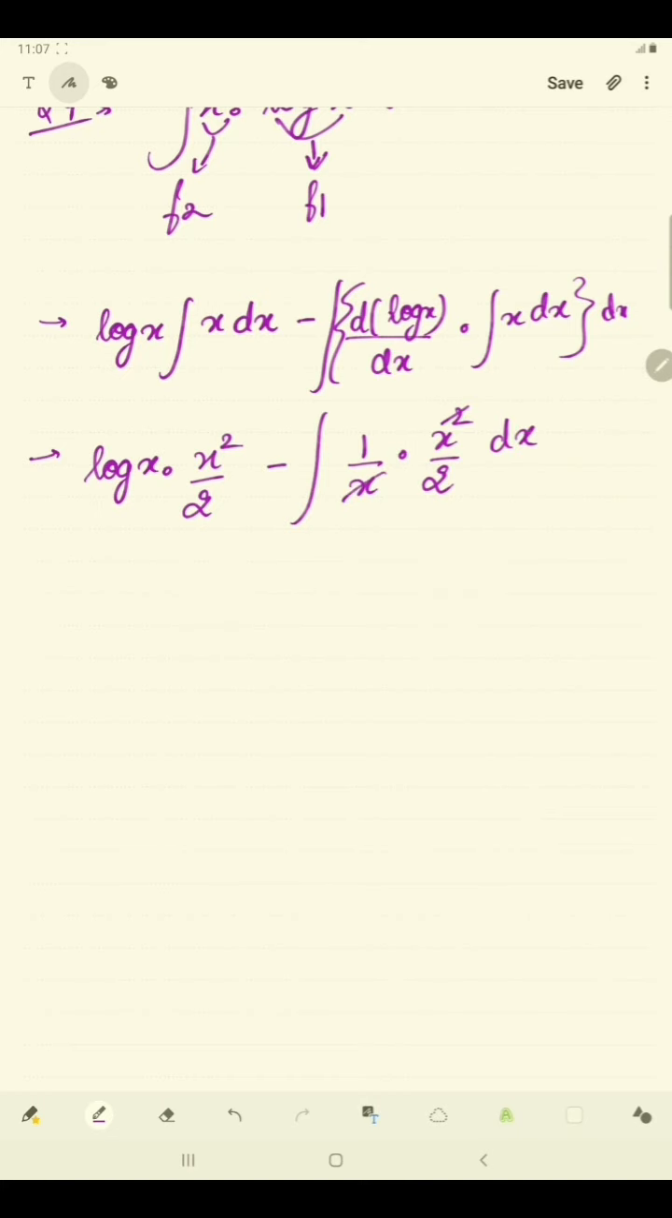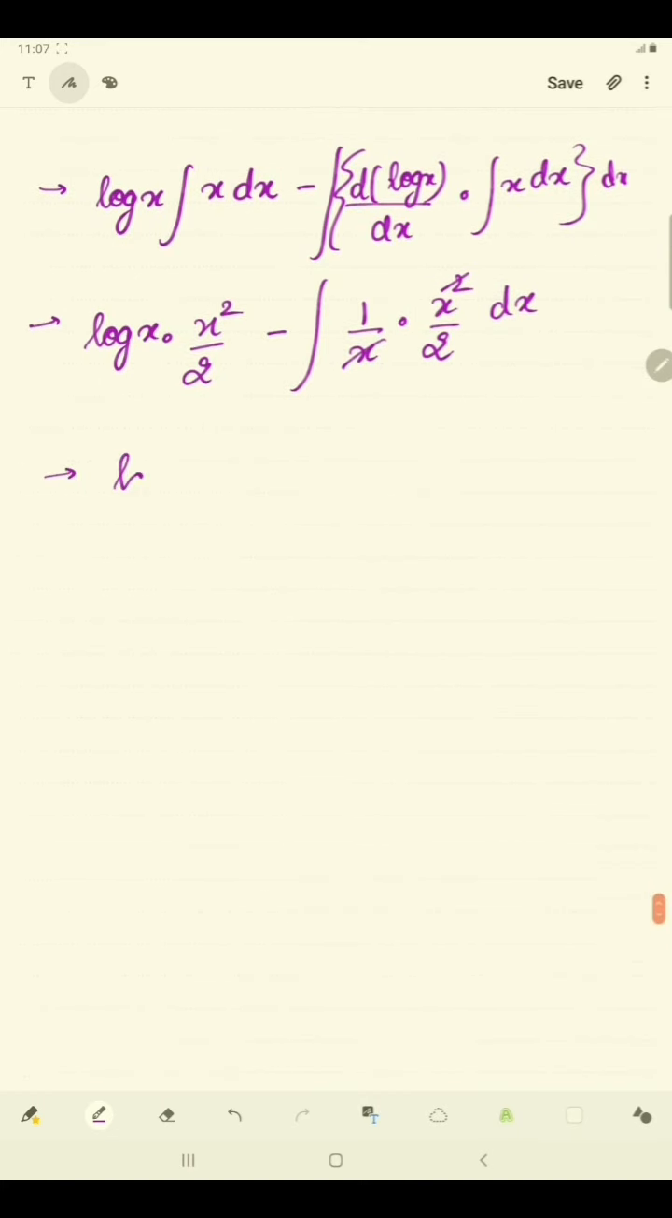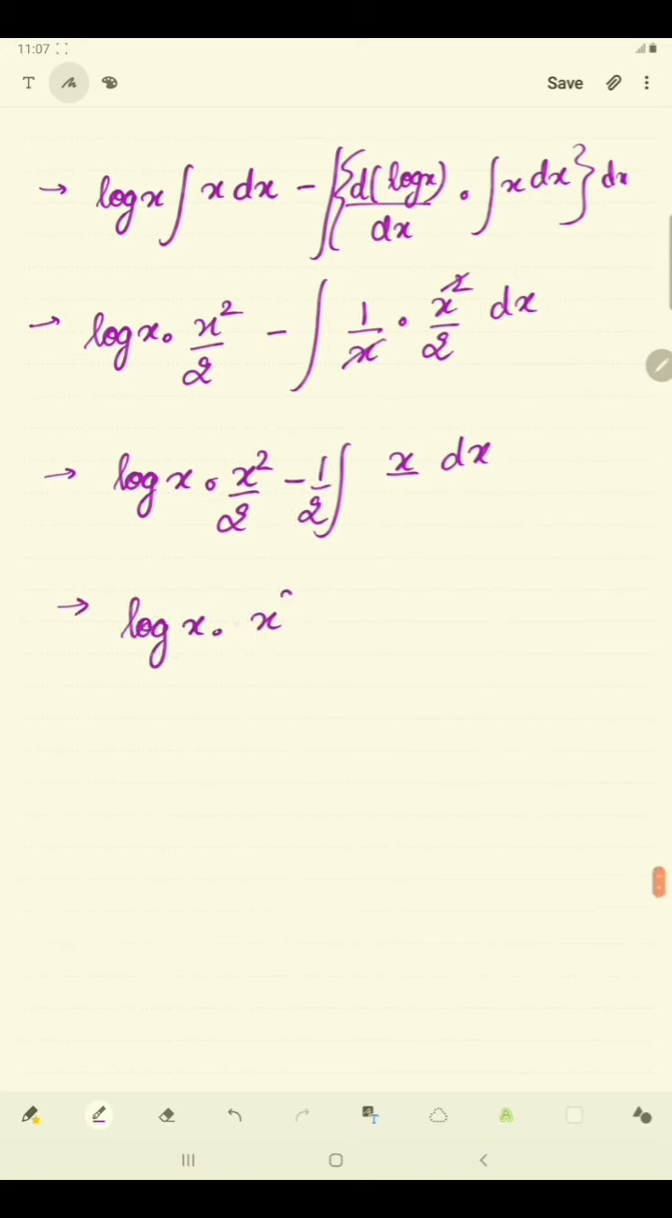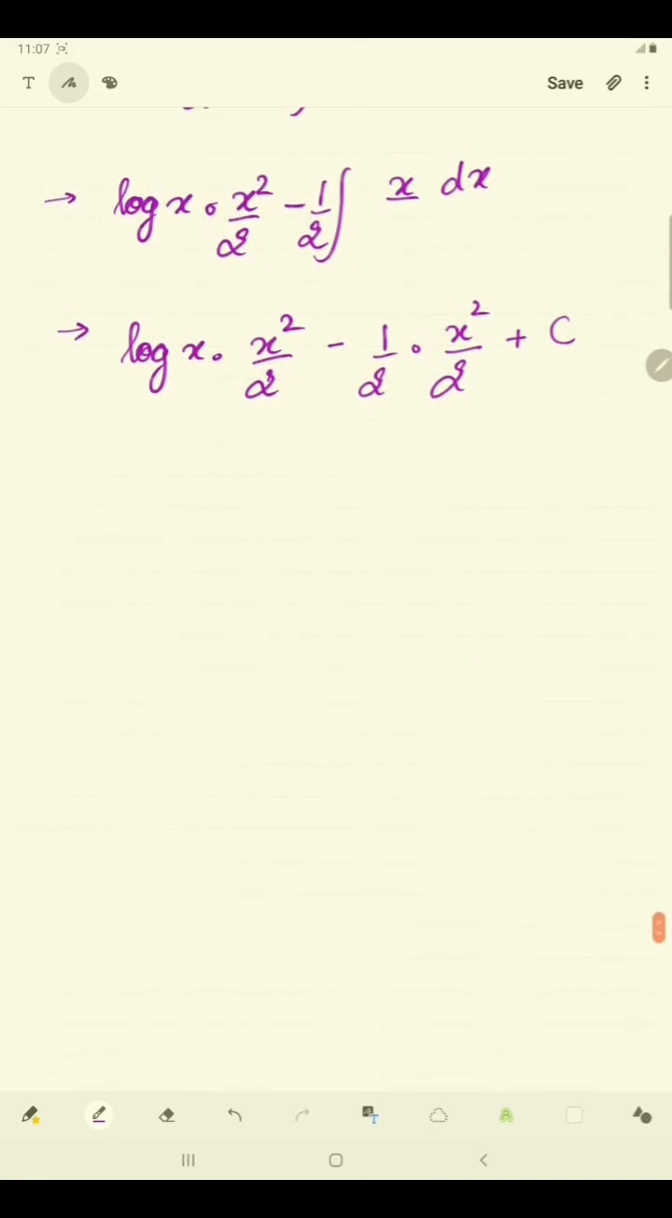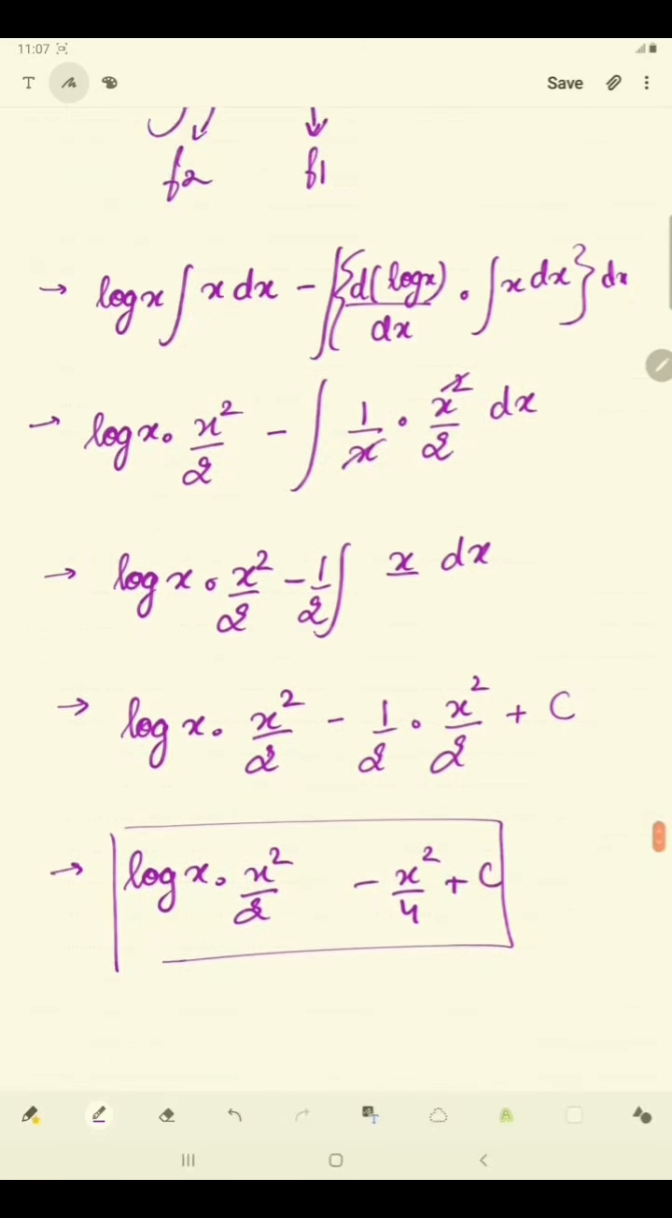So we can cancel x from x square and now we're left with minus integration of x upon 2 dx. Since 2 is a constant here, we can take it out of the integration sign and we are left with this. Now we have to solve it like this. So integration of x, as we did, is x square by 2 plus c. So now the final answer is log x dot x square by 2 minus x square by 4 plus c. Friends, this is the answer of the fourth question.